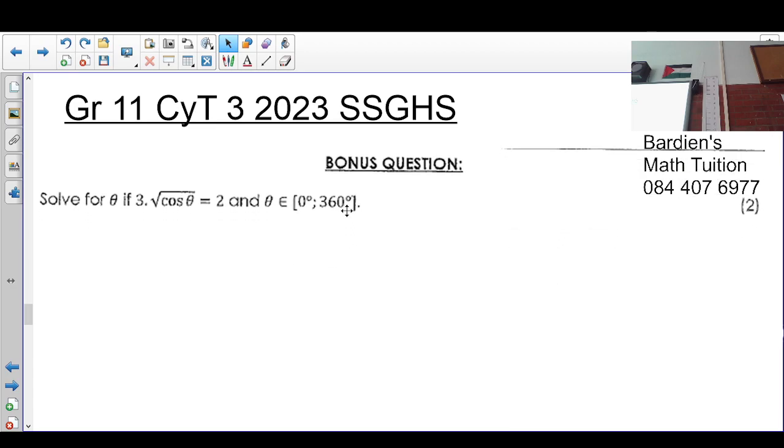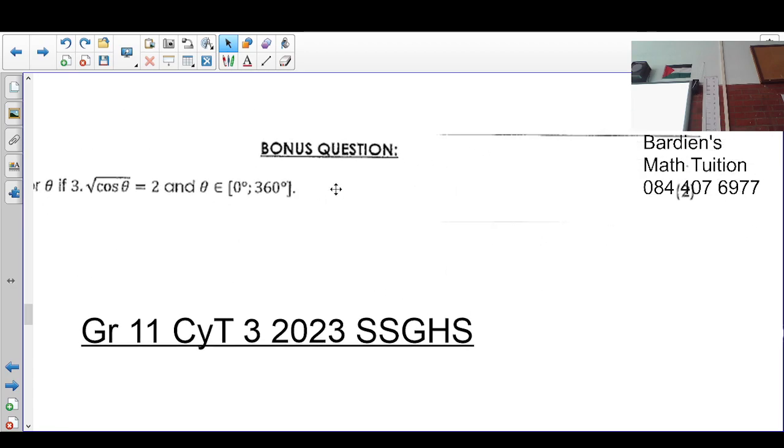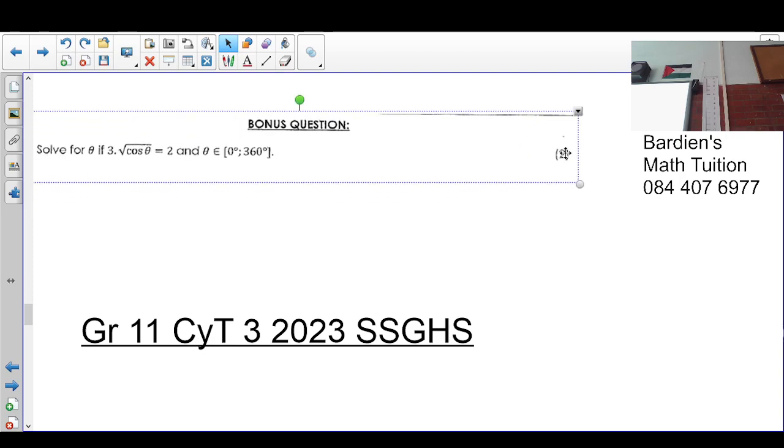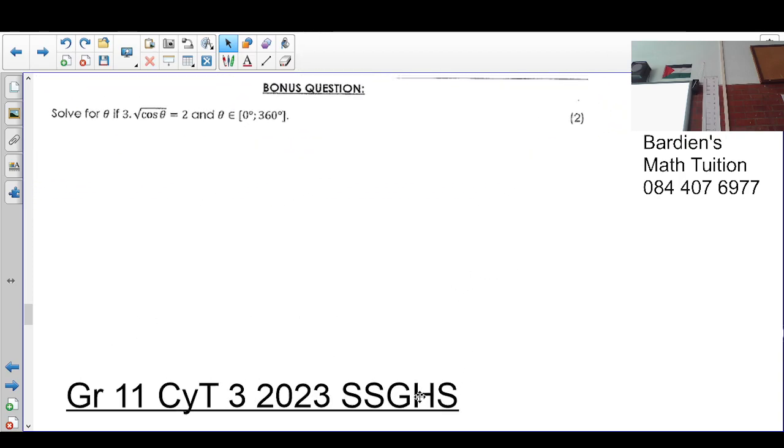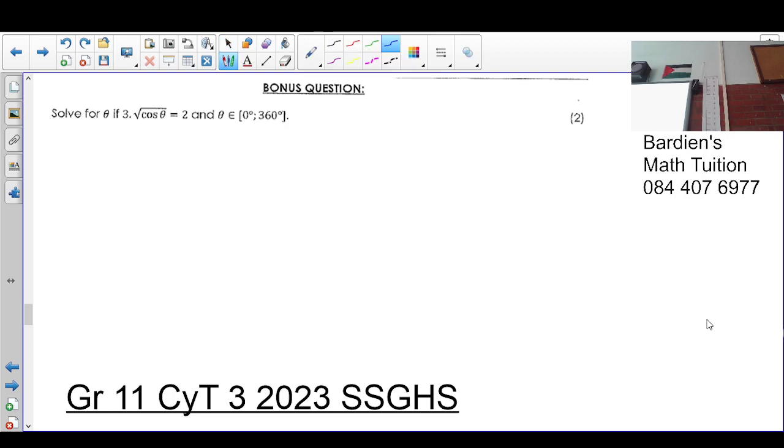the bonus question here. This was actually your general solution question. That's it, okay? That's a bit harsh. But I'll put it as the bonus question. This is solve for theta if 3√(cos theta) = 2, where theta is an element of [0; 360]. So what you needed to do first is divide by 3. So you got the square root of cos theta is equal to 2 over 3. So we square both sides. So cos theta is going to be 4 over 9.